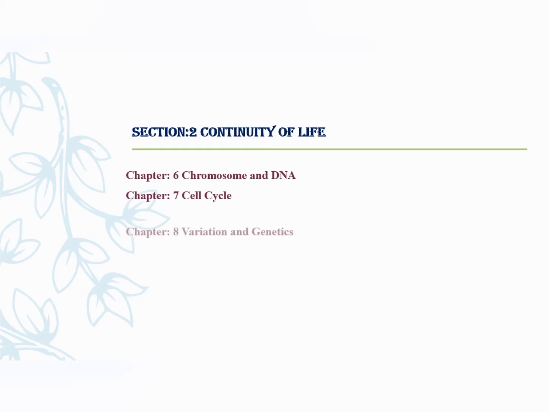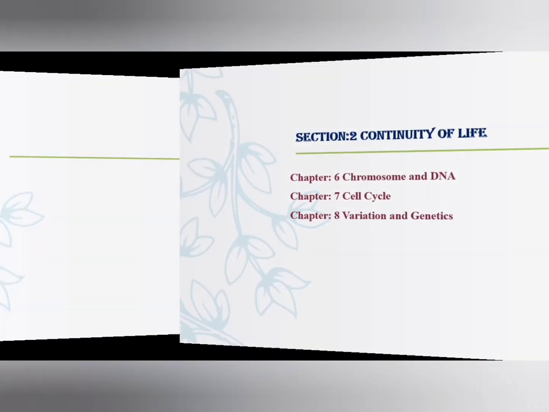Section number 2 is continuity of life, related to how a cell starts its life and ends, and the basis of genetics. It has 3 different chapters. Chapter number 6, chromosome and DNA. Chapter number 7, cell cycle. Chapter number 8 is variation and genetics. Here I want to mention all are very important and conceptual chapters. These chapters will demand your full attention and concentration to study.